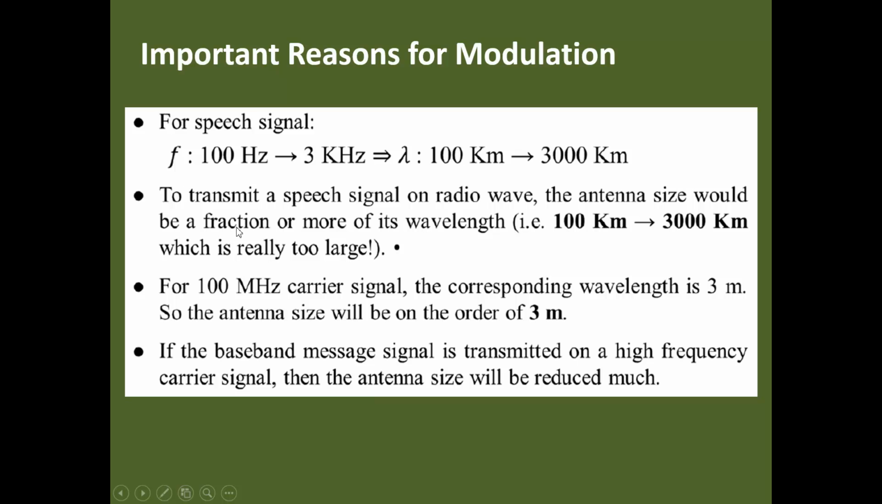But if we translate this signal to, let's say, 100 megahertz using a carrier frequency of 100 megahertz, in that case the antenna requirement will be only 3 meters, which is a very practical limit for designing an antenna. So if you want to transmit a signal to more distant places, you need to do the modulation, where the antenna requirements will be very much within practical limits.